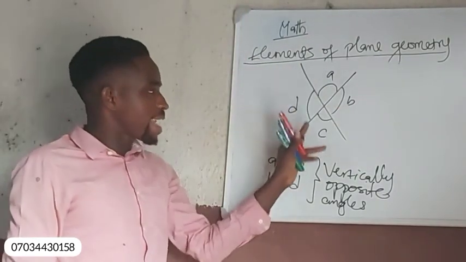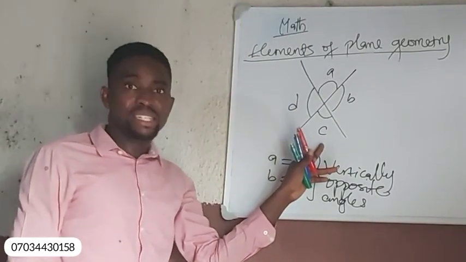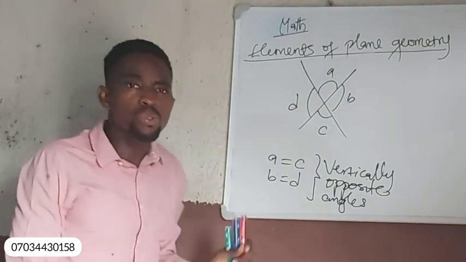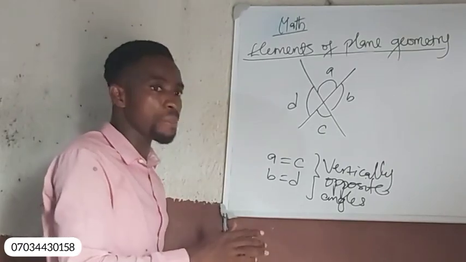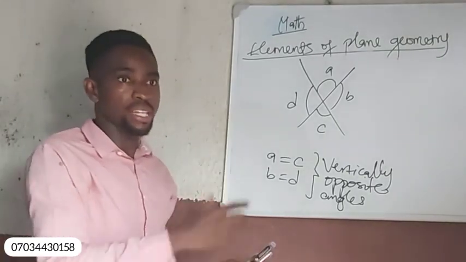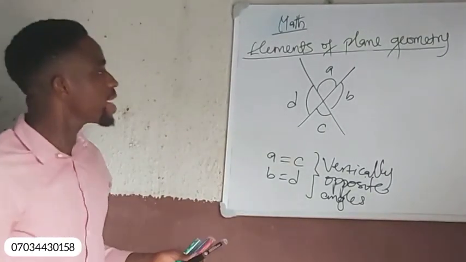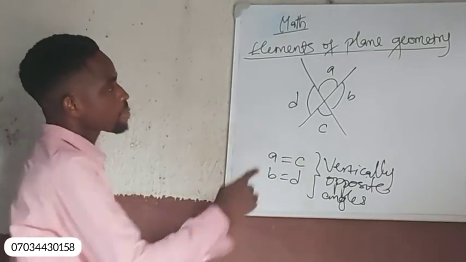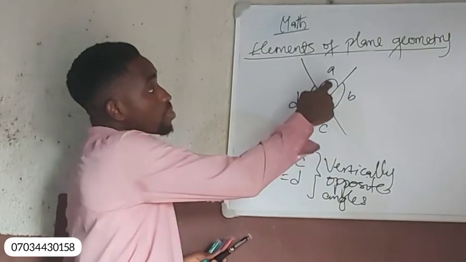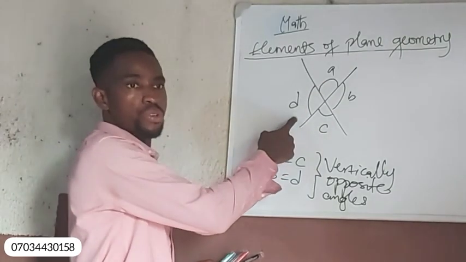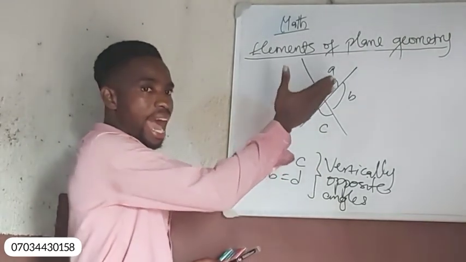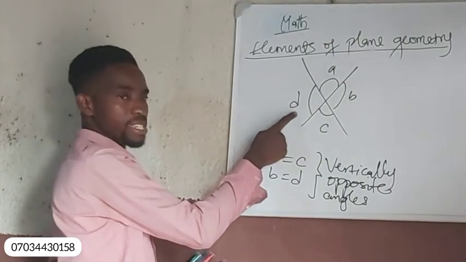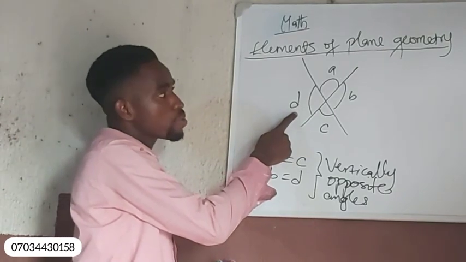So angle A and angle C are equal, they are vertically opposite. Angle B and angle D are equal. We have to keep note of this and always keep it in our mind because we always use this and other similar theories. Okay, now one other thing you can see from this diagram is that angle A and angle D will give you 180 degrees because they are angles on a straight line. You can see that this is a straight line. So A plus D will give you 180 degrees.